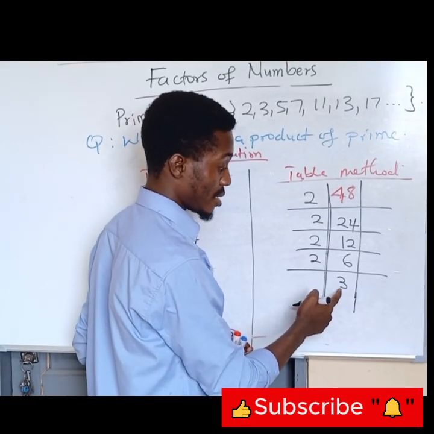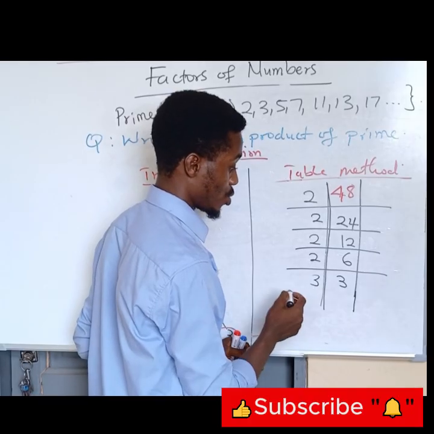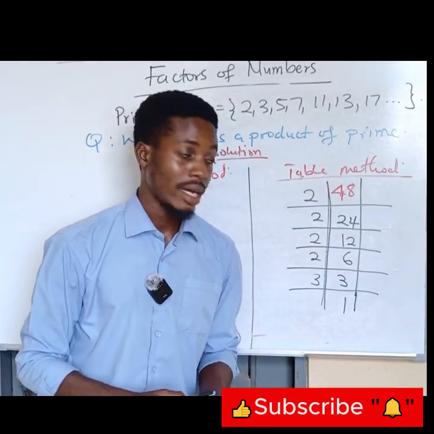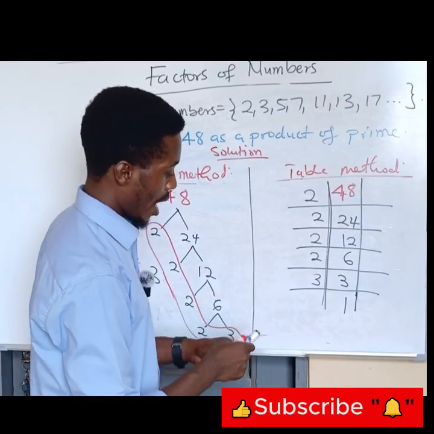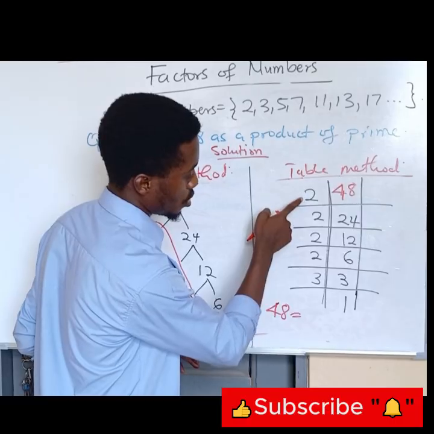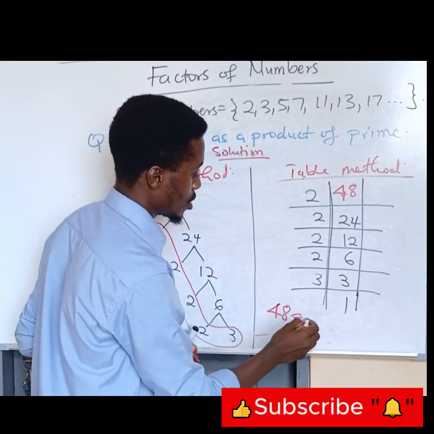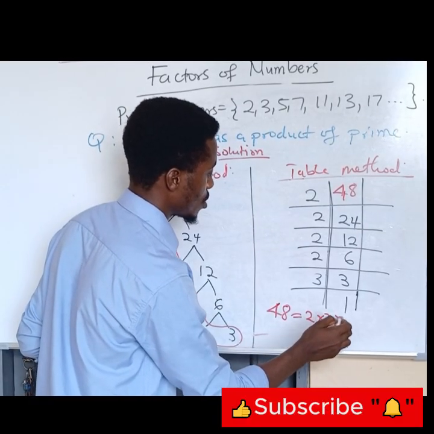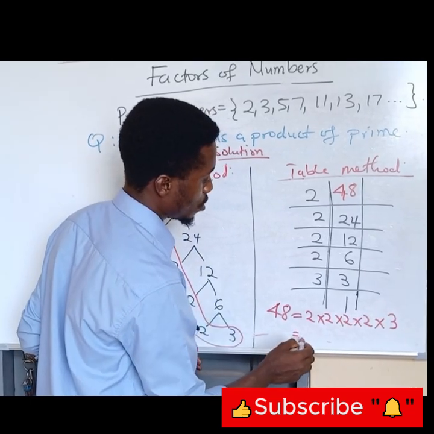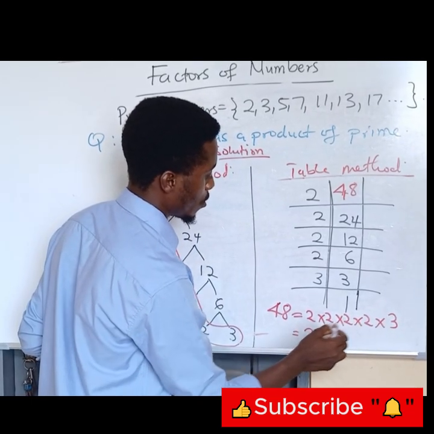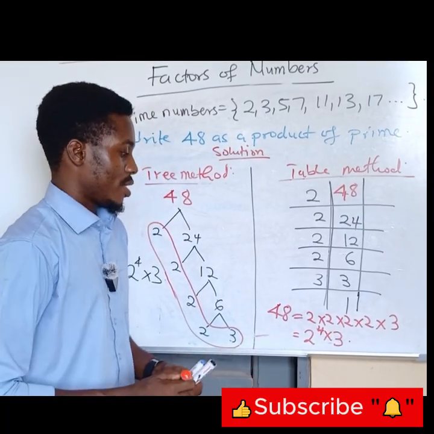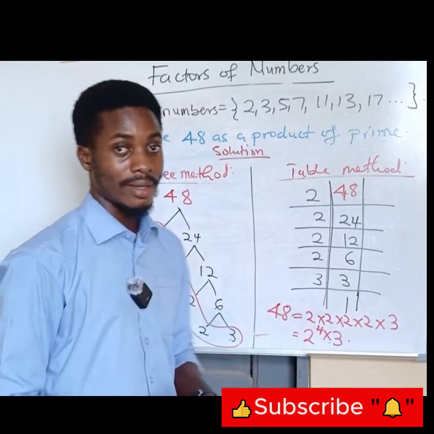What prime number divides this 3? It's 3. It's already a prime number. So 3 divides this 3 and gives 1, and the 1 signifies that our work is done. So here we are. We have 48 equal to 2 times 2 times 2 times 2 times 3. That gives you 2 raised to the power 4 times 3. You see it? Yeah, so that is that.